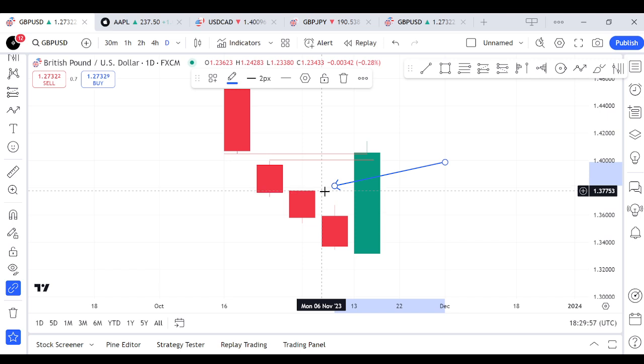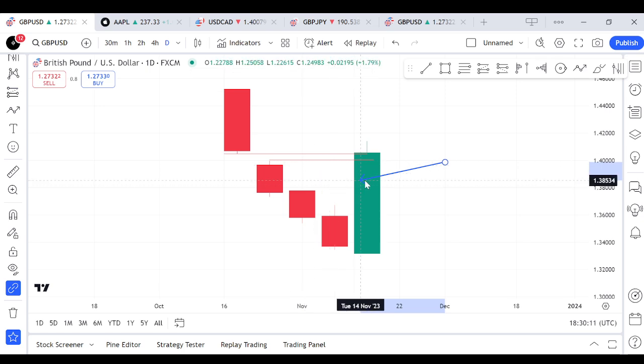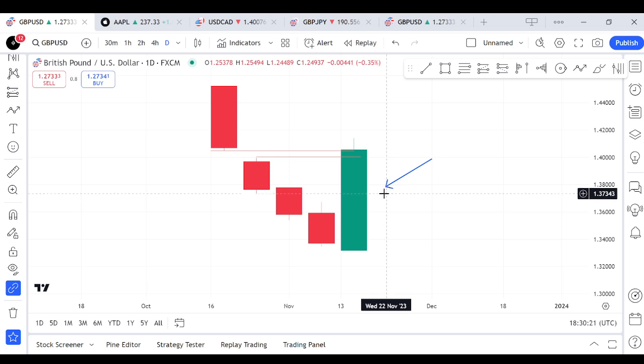So this pattern structure reflects the changing dynamics in the market. The initial strong bearish candles represent seller dominance, while the smaller bearish candles indicate the waning control. And this final bullish candle signifies buyers stepping in with force, potentially marking the beginning of a new trend, which will be an uptrend, marking the beginning of an uptrend.